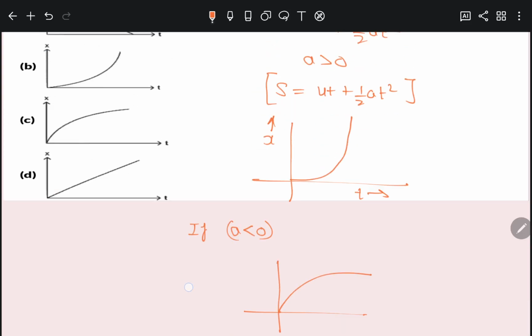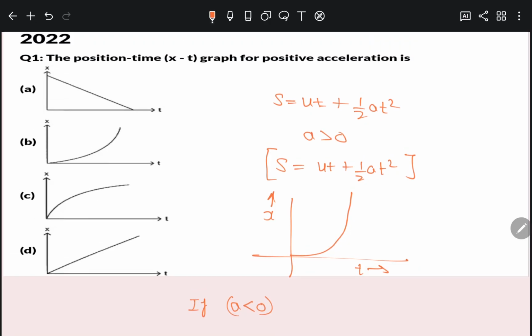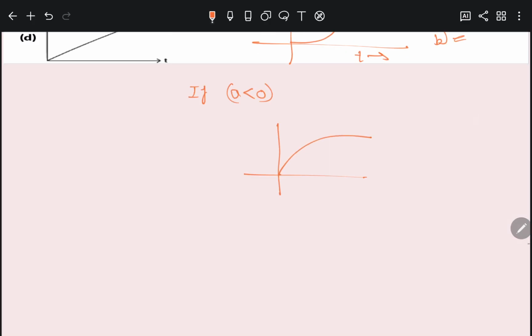Understanding my point? So which option is correct? Option B, right? So option B is correct, right? Shall we proceed to the next question?